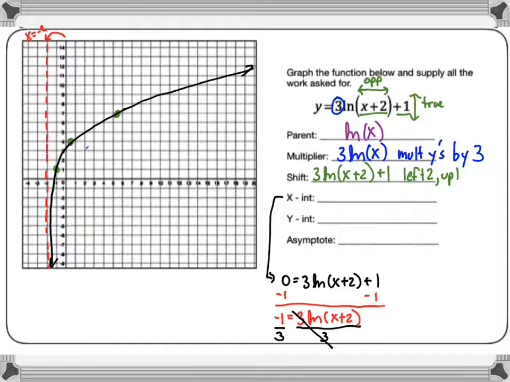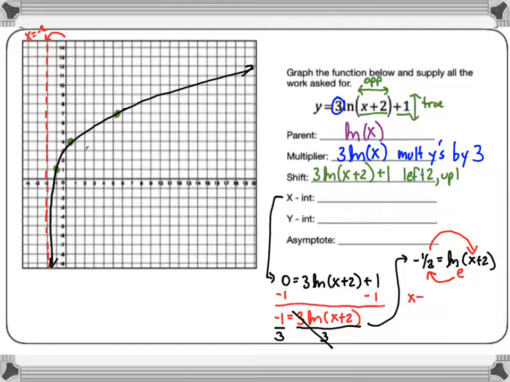And I end up with negative 1/3 equals ln(x + 2). Okay, so what we're going to do is use the definition that we practiced before, but we're definitely going to need help from a graphing calculator here, or just a calculator. So this is the base of e. So our definition, I'm going to go e to the negative 1/3 power equals everything that's in here, which is going to be x + 2.